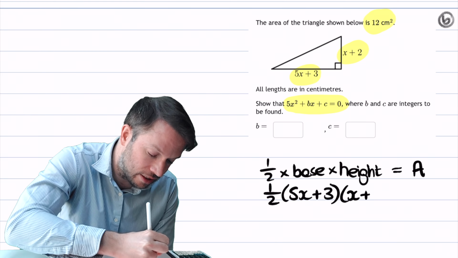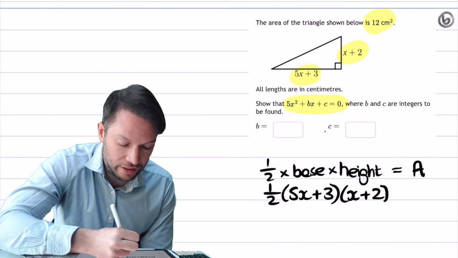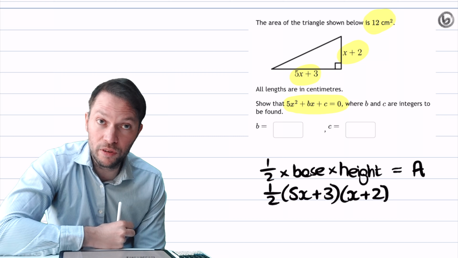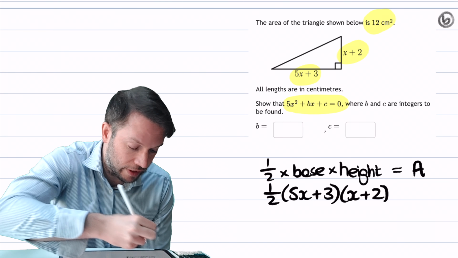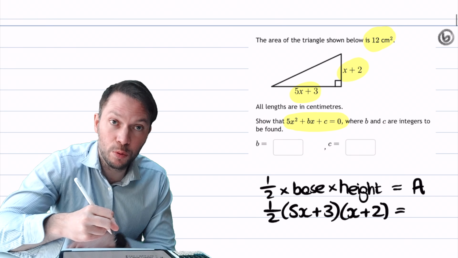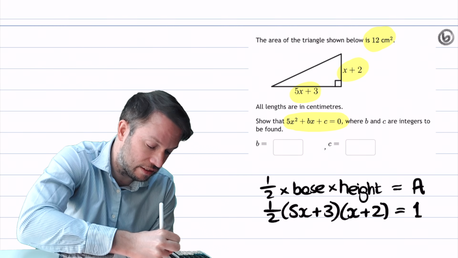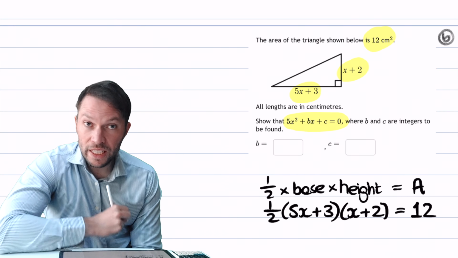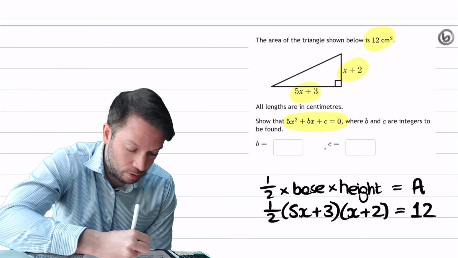And again, I don't need to put a times symbol here because when we put things next to each other in algebra, it means we're multiplying them together. And that is equal to the area, which we're told is 12 centimeters squared. So that is equal to 12. Now, all I need to do is simplify this equation, for example, by expanding these brackets out to get to that form there.